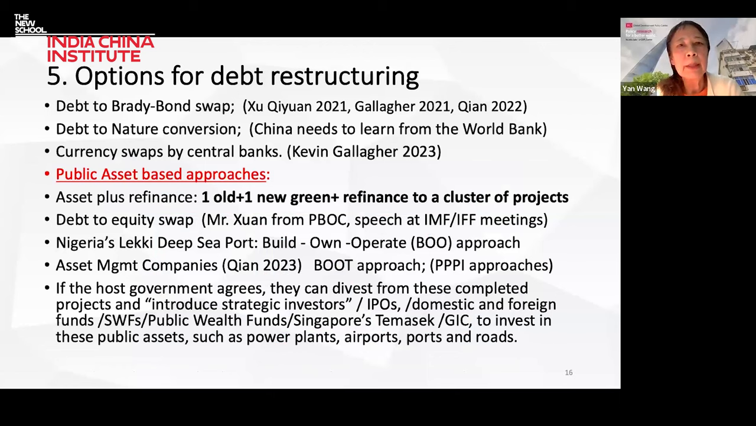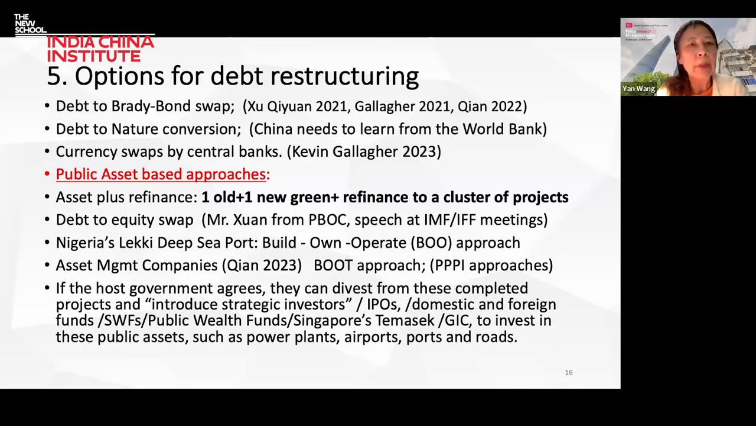There are many options for debt restructuring proposed by different academics and banks. One of the proposals is debt-for-bond swap, proposed by Xu Qiyuan in China, Kevin Gallagher at BU in the GDP Center, and Ying Qian in 2022. And the second one is debt-to-nature conversion. The third one is currency swaps by the central banks.